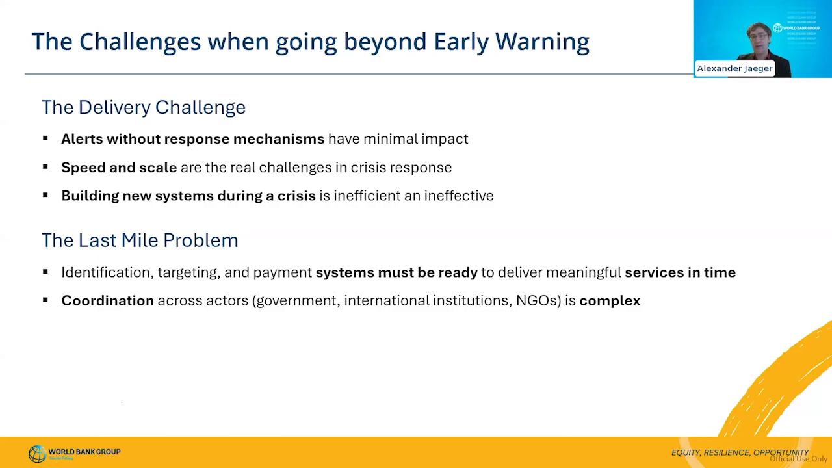Apart from that, we often face last mile problems in the reaction to disasters, meaning that we need to have the systems that identify the people in need, identify how much they need, to have the right targeting, and the payment, in our case of social protection, cash transfers, ready at hand to deliver as soon as possible. Also, on the last mile, in case of a disaster, coordination can become a tricky thing. Coordination between government, international institutions, and NGOs, but also within the institutions. We'll come to that in a second. Next slide, please.